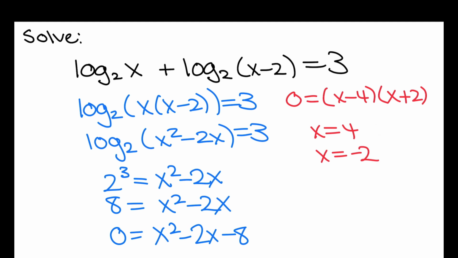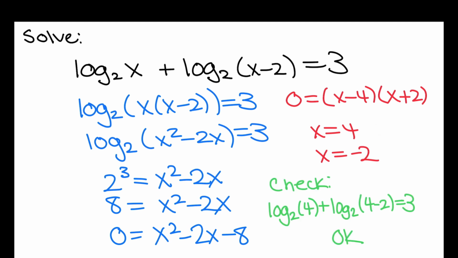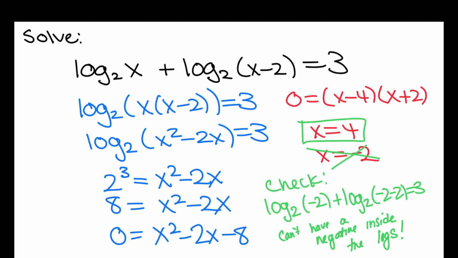Are both of these solutions in the domain of our logarithmic functions? If I plug 4 in, I get log base 2 of 4 plus log base 2 of 4 minus 2. 4 minus 2 is 2, and the important thing is we have positive numbers inside both of the logs. However, if I plug in the negative 2, I end up getting negatives inside my logs. We can't take the log of a negative, so my only solution is x equals 4.